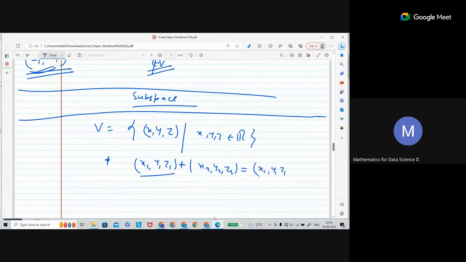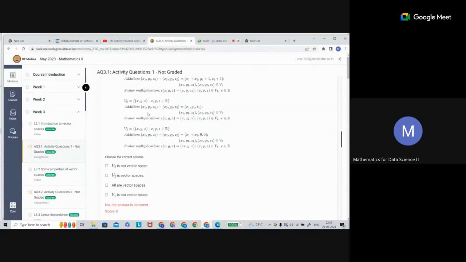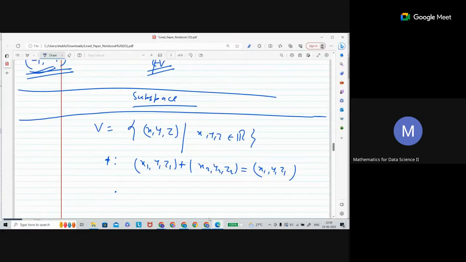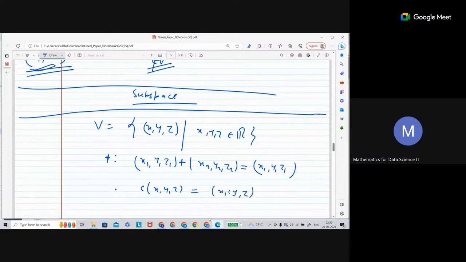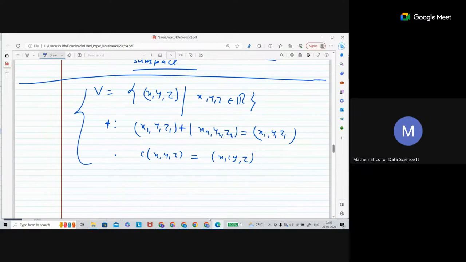Okay, this is the operation. This is vanished, but I am defining it like this. This is the operation here we are defining. Then multiplication is defined like this. How is the multiplication there? Only multiplied in between. Okay, so C times (x, y, z) is exactly (Cx, Cy, Cz). If you check that, this is a vector space.